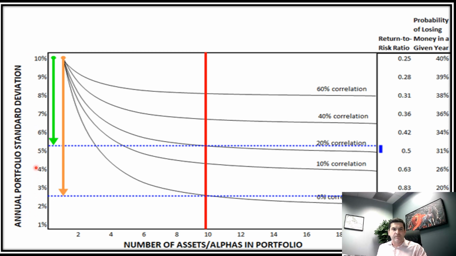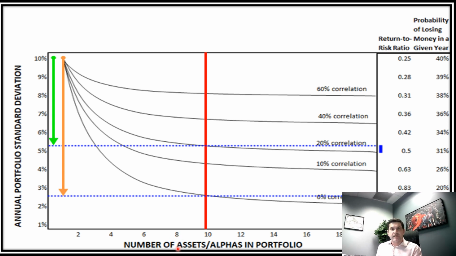So when we look at the left side of this model, this is the y-axis. We have annual portfolio standard deviation. Standard deviation is just the primary measurement of volatility that's used for any stock or any fund or any index. So we know that the S&P has a 17 standard deviation, for example, and this is just going from 1 to 10. And then on the x-axis, we have the number of assets or alphas in a portfolio.